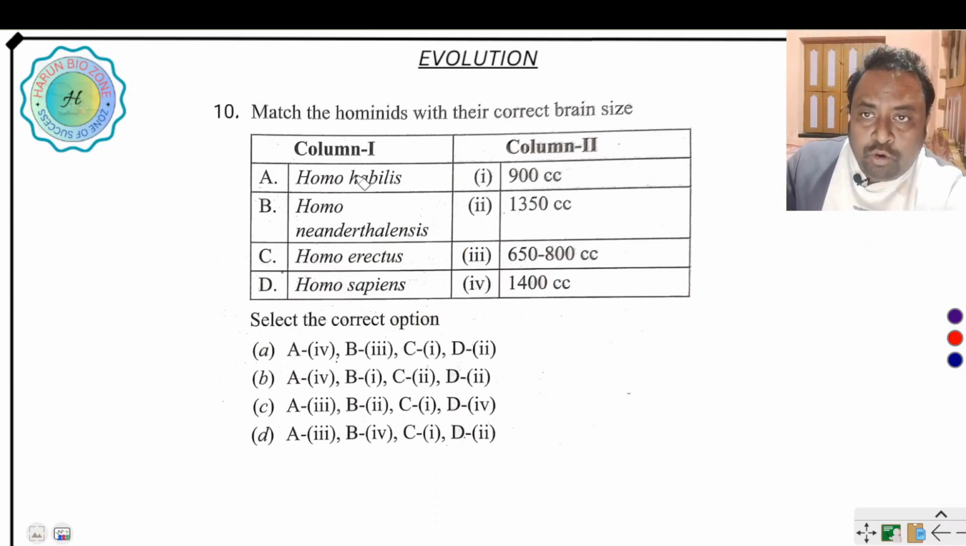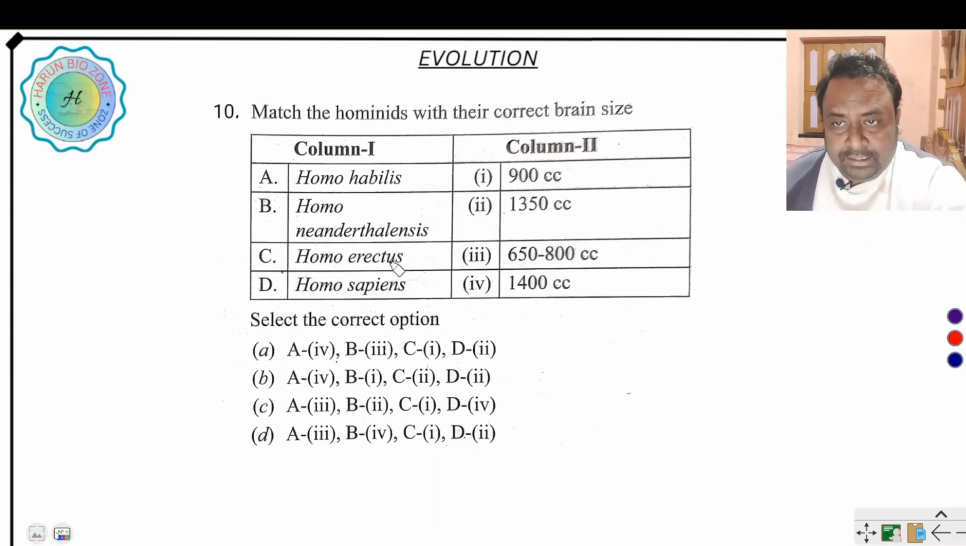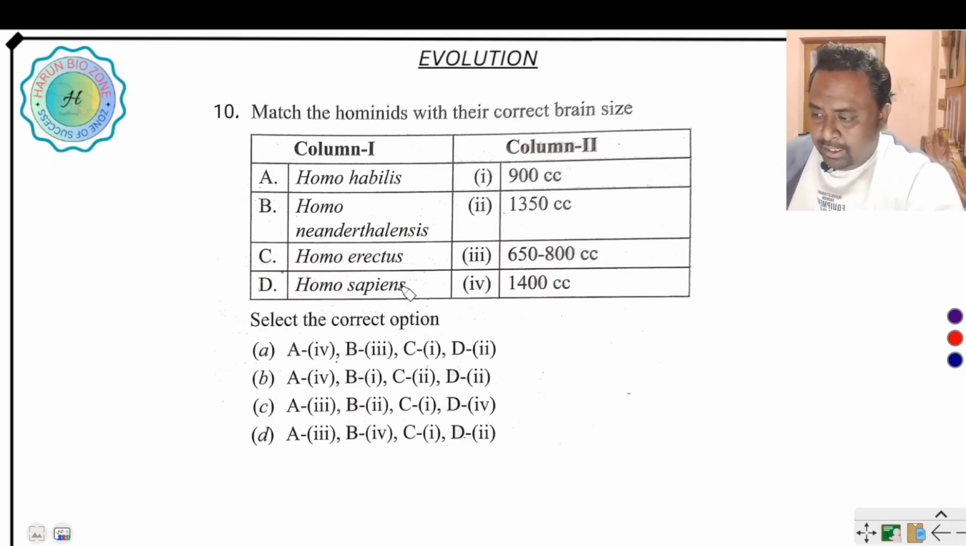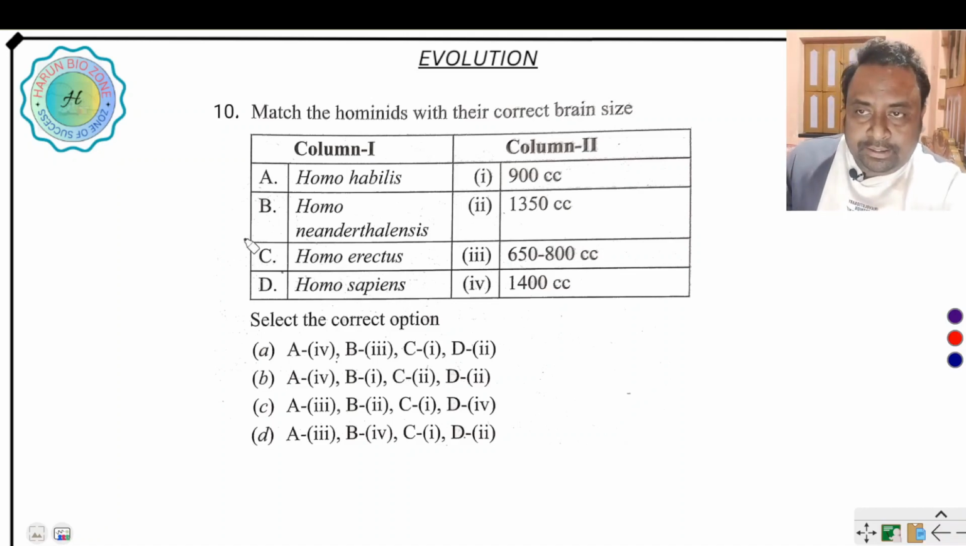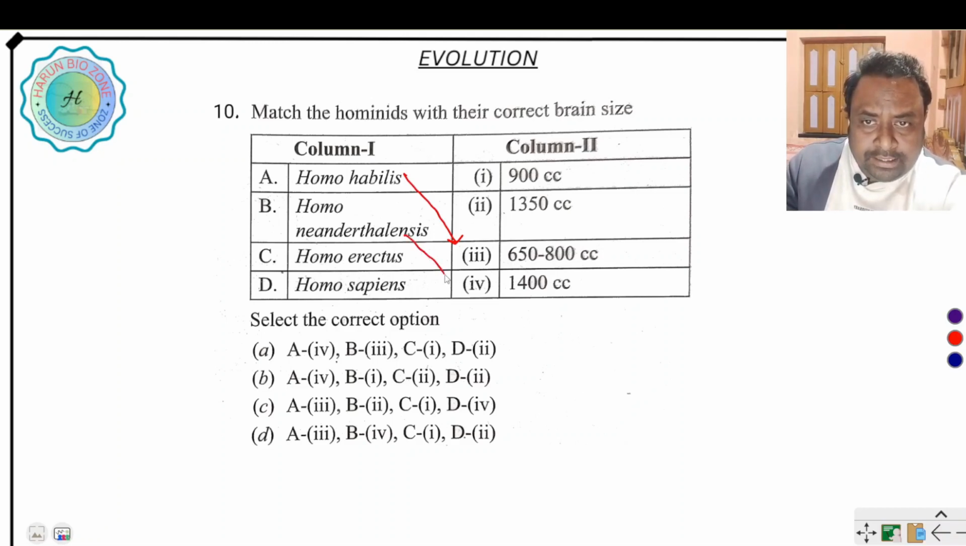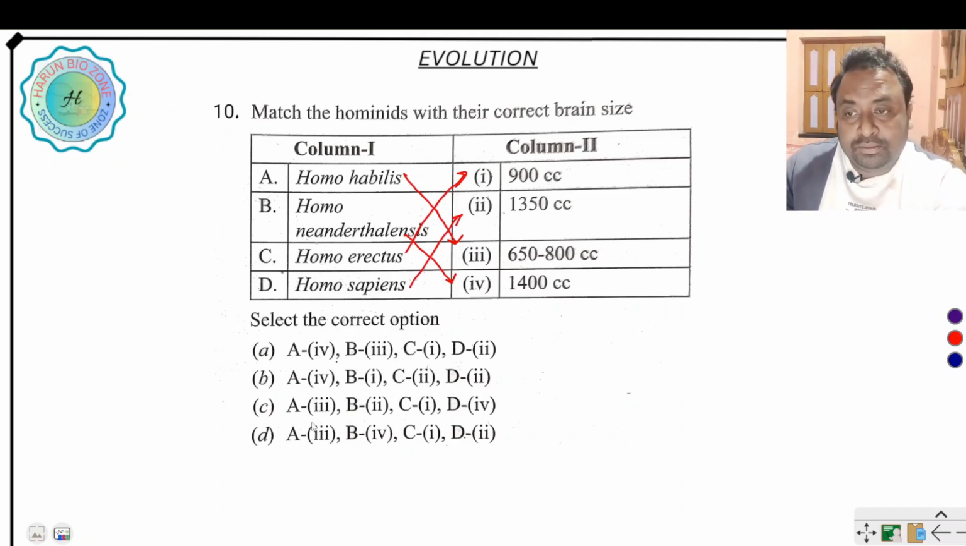Next question: Homo habilis, Homo neanderthalensis, Homo erectus and Homo sapiens. Homo habilis has a brain size of 650 to 800 cc. Homo neanderthalensis is 1400 cc. Homo erectus is 900 cc and Homo sapiens is 1350 cc. The correct option is D.